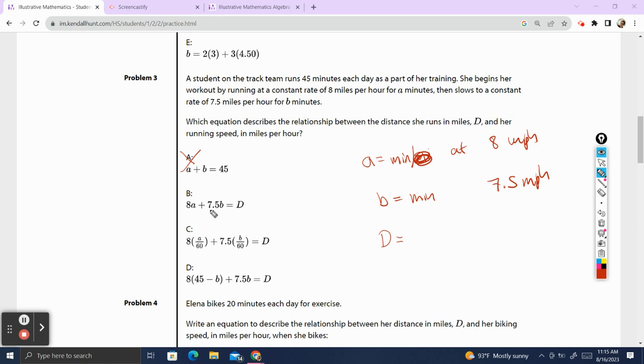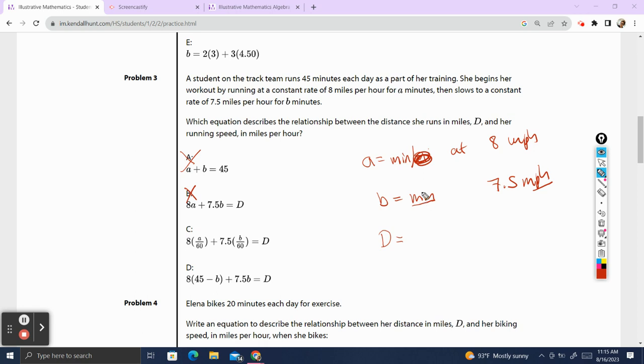Now, I do like this answer, but I have to be careful because I see that here I'm given minutes, and here I'm getting miles per hour. So our units are different. So because our units are minutes here and miles per hour here, this equation doesn't actually work. Because what we need to do is convert our minutes to hours.